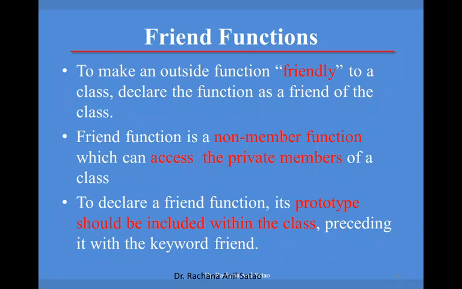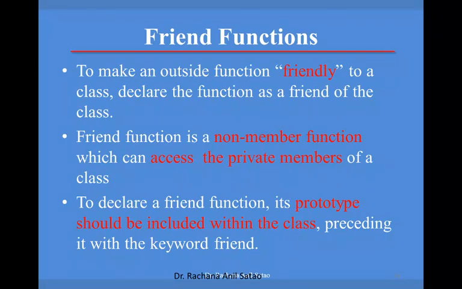Now we know that private, protected and public are the accesses we have in a class. So the function which is not a member of the class cannot access the private members of the class, right? So there is a facility given by C++ that an outside function, which is a global function, or maybe a function which is outside the class but a member of another class, can access the private members of the class if we make that function a friend of the current class.